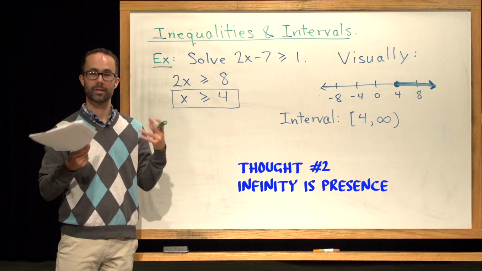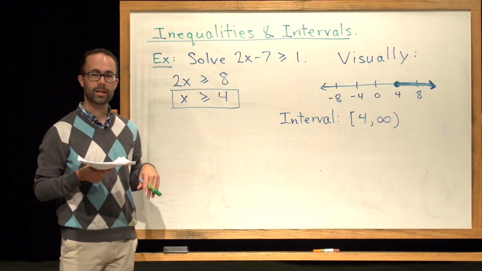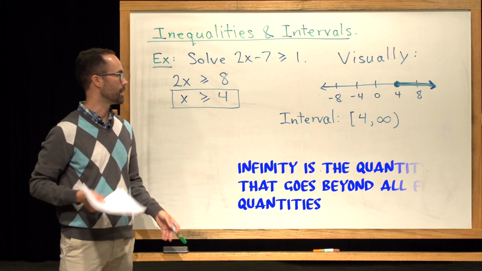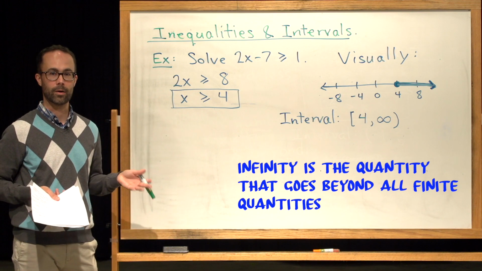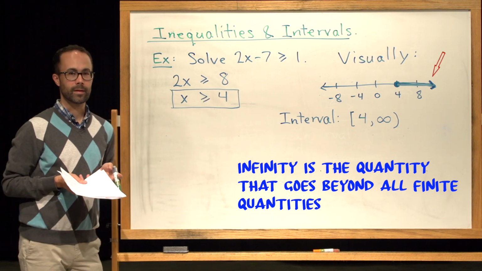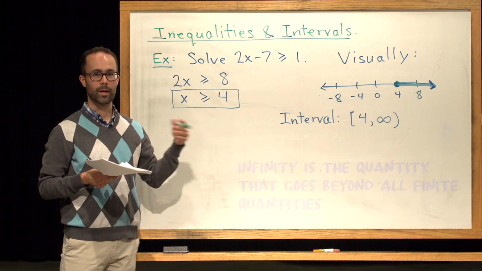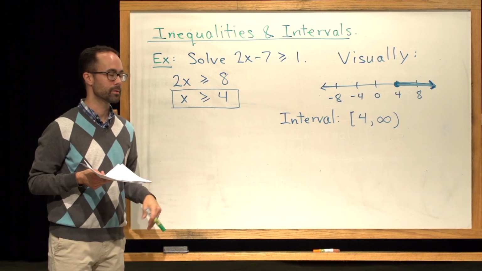Another way to think about it is as a presence, as a thing instead of the lack of a thing. So you could think of infinity just abstractly as the quantity that goes beyond all finite quantities. So on the number line, it's the arrowhead at the end. You can think of it as the quantity beyond all finite quantities.